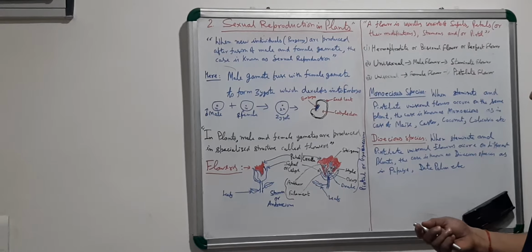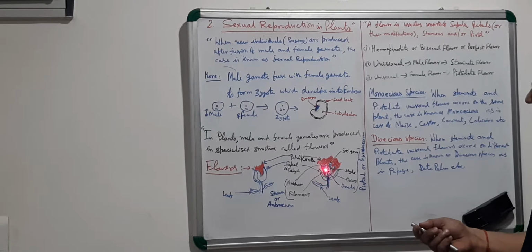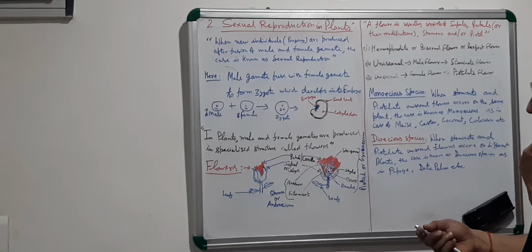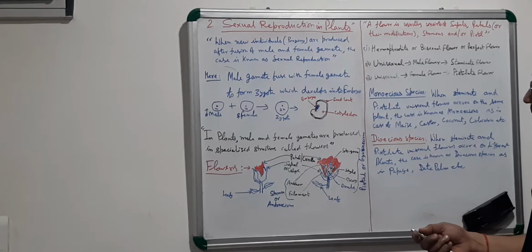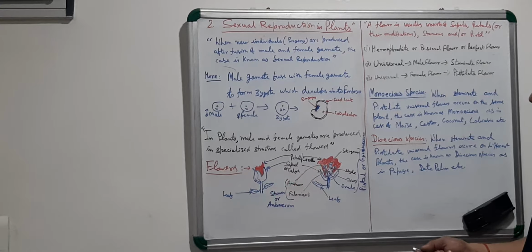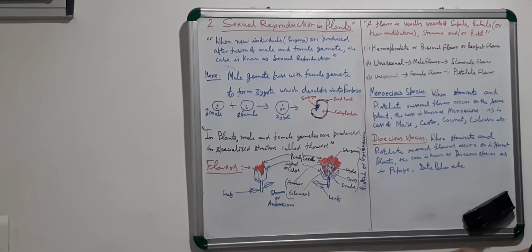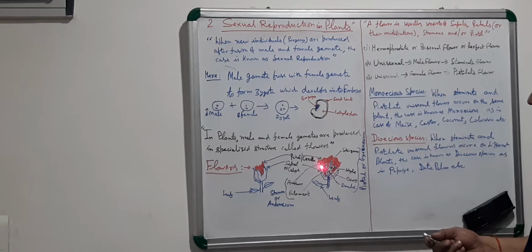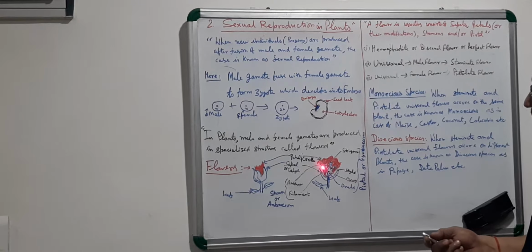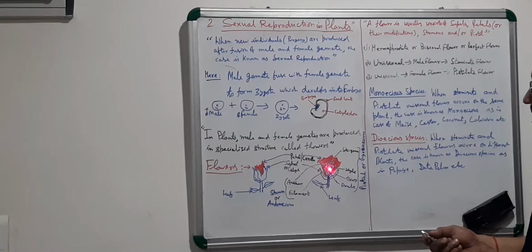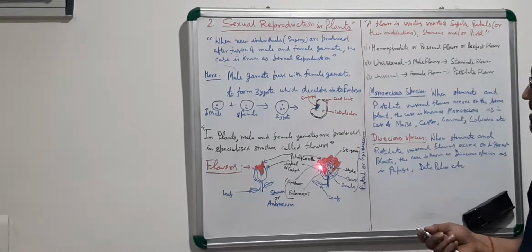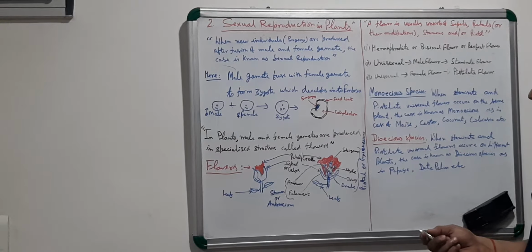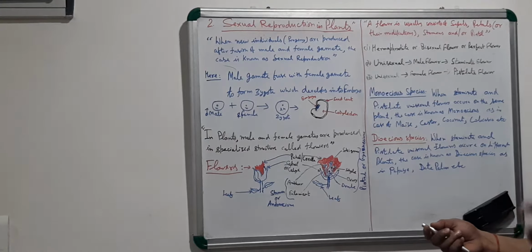The male reproductive organ is composed of filament and anther. Filament and anther together are called stamen or androecium. On top of the filament you have the anther, and the anther is a pocket inside which you have pollen grains, the male gametes.